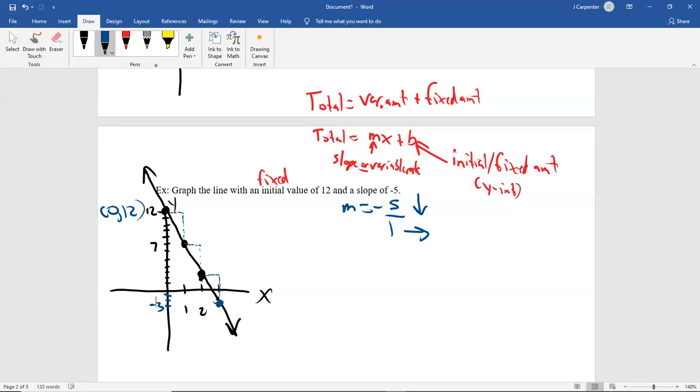And y-intercepts always have an x value of 0 because this line right here always represents x being 0, because you're not moving left or right on it.